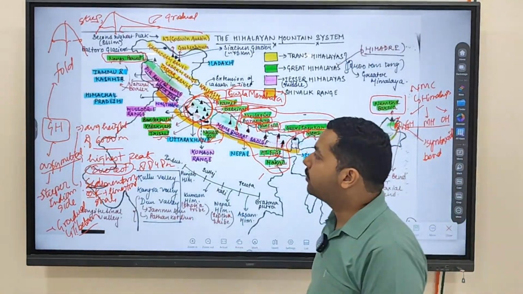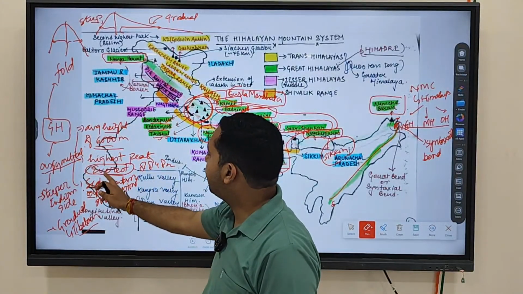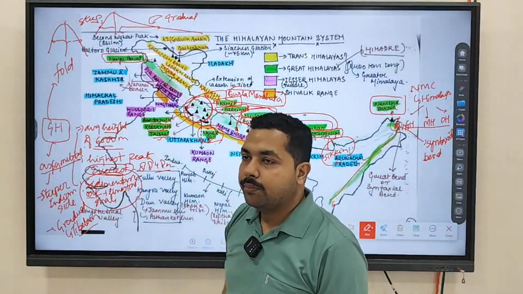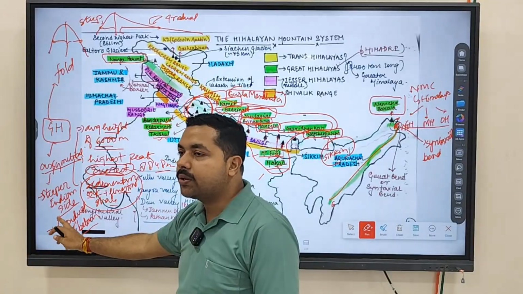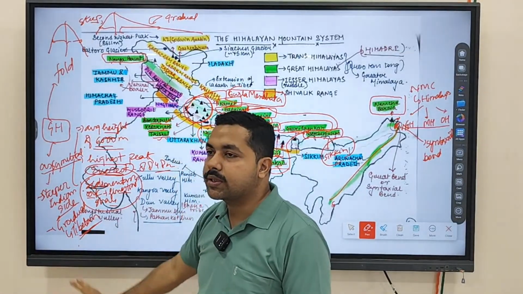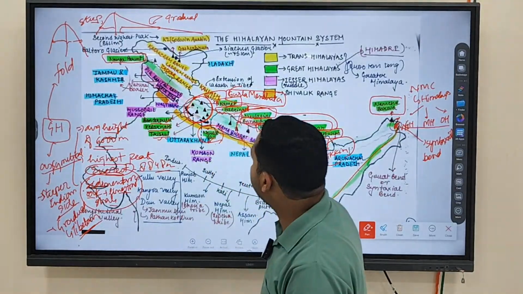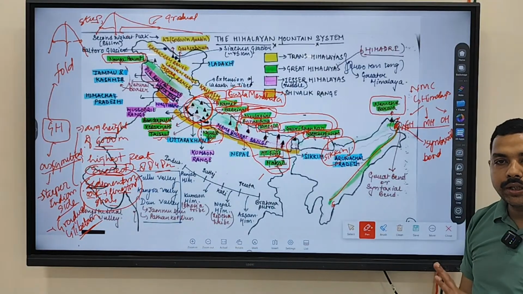As we discussed, Greater Himalayas, average height is around how much? 6,000 meter. Highest peak is what? Mount Everest. They contain sedimentary rocks of what? Marine origin. You'll find limestone and shale. These are steeper on the Indian side, more gradual on which side? Tibetan side. Why? Because of asymmetrical type of folding. And these are the important peaks with regard to Greater Himalayas.